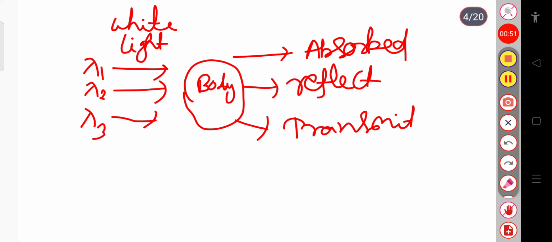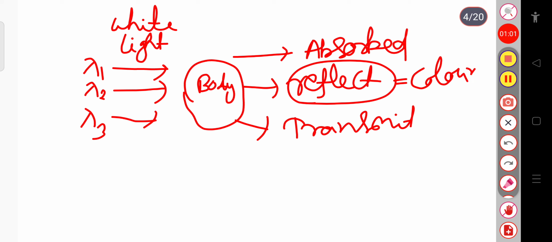I can say that if a body or an object reflects a particular color, then it appears that color. It means that any particular object appears red because it reflects the red color. That is why the color of that object seems to be red.